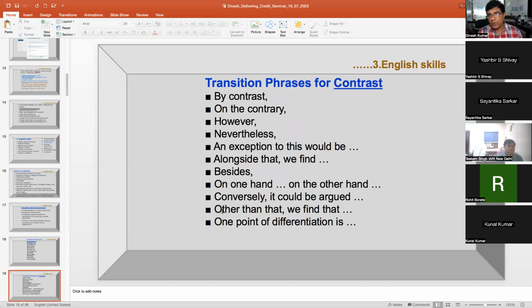Some more you can see, like by contrast. Usually scientists or people write in their research papers, by contrast, on the contrary, however, nevertheless, and some more explanation, like an exception to this would be, alongside that we find, means besides that we also find, on the one hand, on the other hand, conversely, it could be argued. Other than that, we find that one point of differentiation is that. There is a long list. I have just put here very few. If you want, a long list of such phrases can be provided to you.